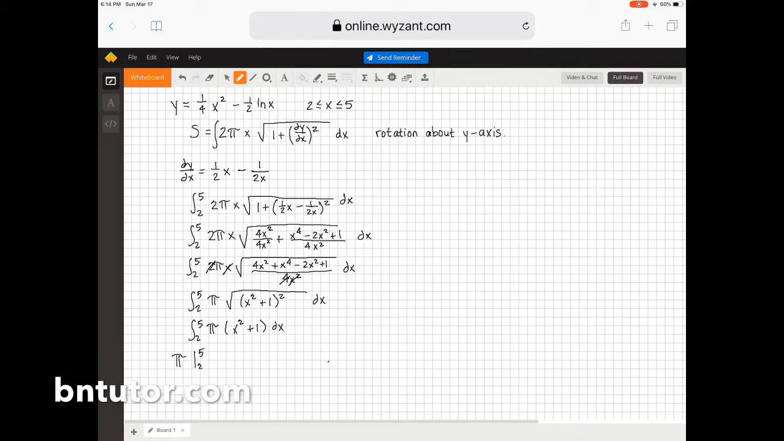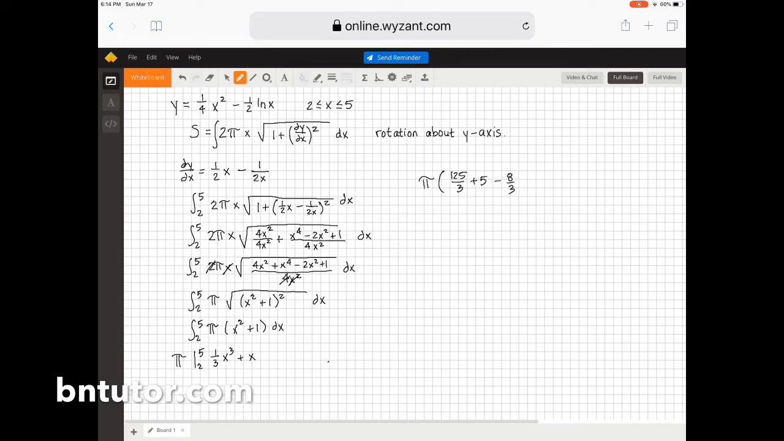We'll bring the pi to the outside. The antiderivative of x squared is 1/3 x cubed. The antiderivative of 1 is x. So all we're left to do is to plug the 5 and the 2 into the antiderivative and subtract the results. When we plug in 5, we get 125/3 plus 5.